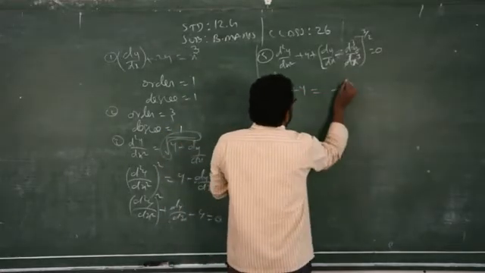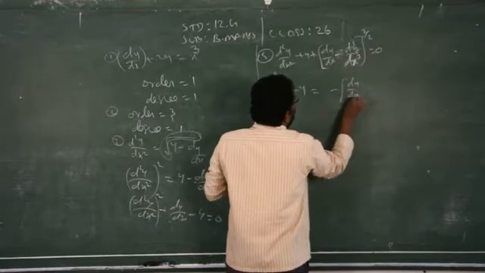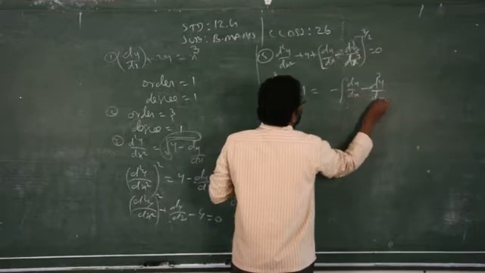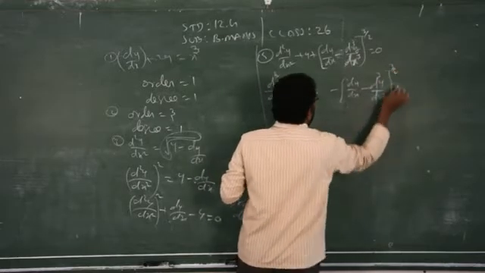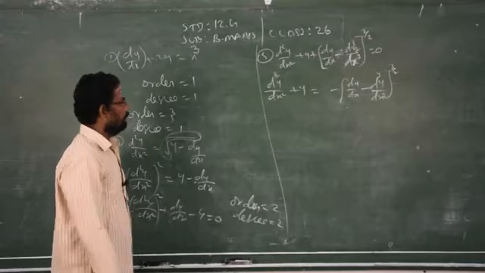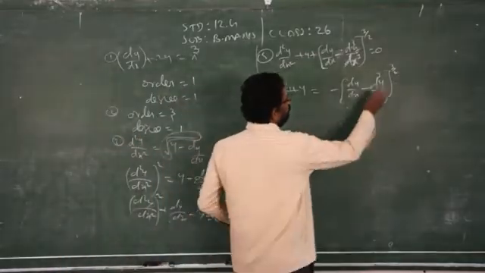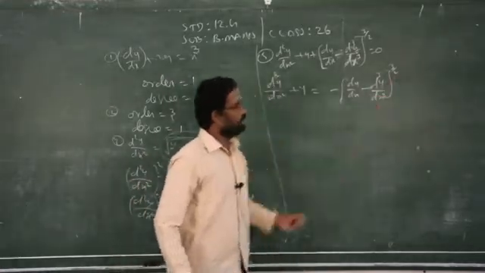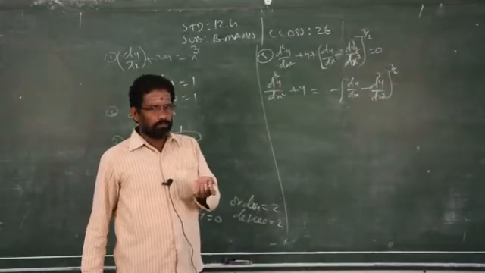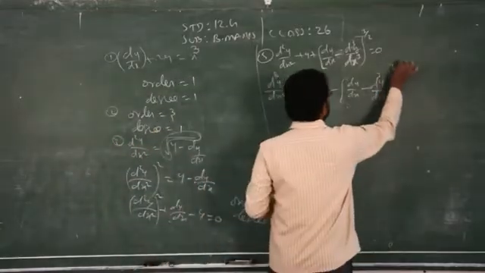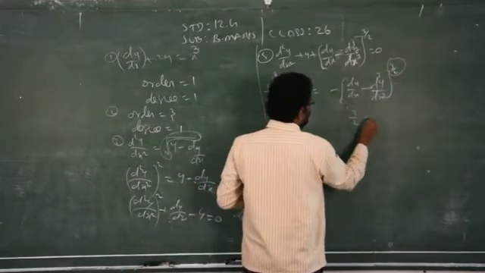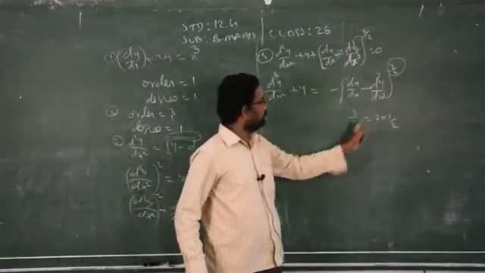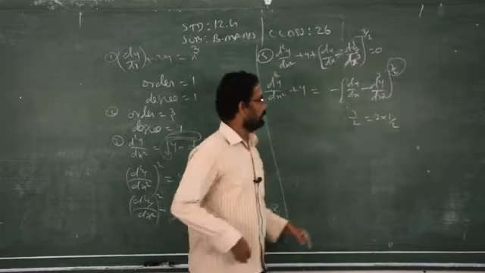So this will become minus of dy by dx minus d cube y by dx cube whole power 3 by 2. Clear? So now you don't bother about the numerator. You have to see only the denominator. What is the denominator? 2. That is, you can rewrite this 3 by 2 as 3 into 1 by 2. Clear?